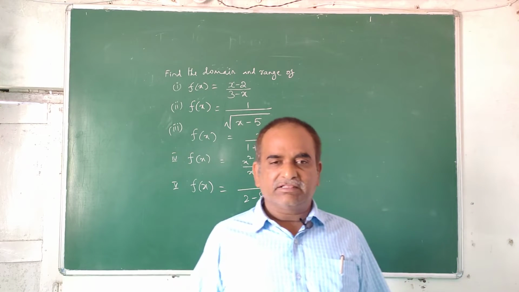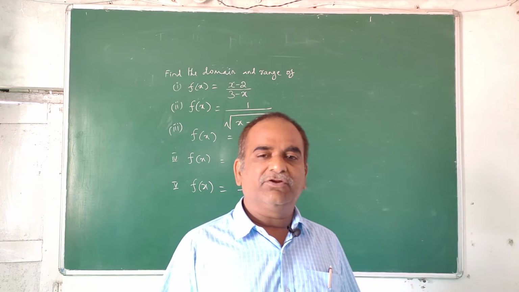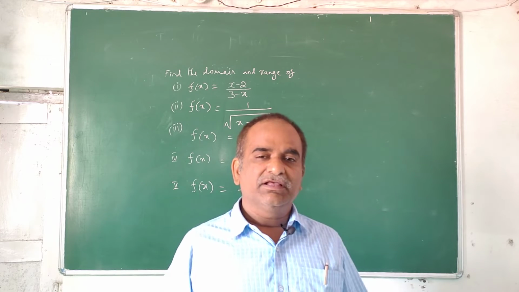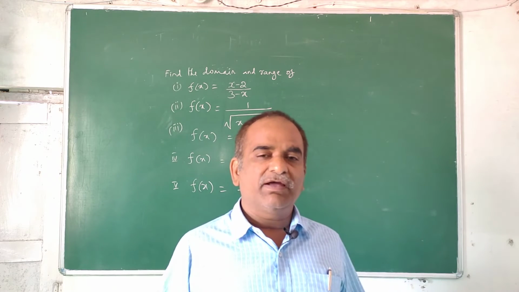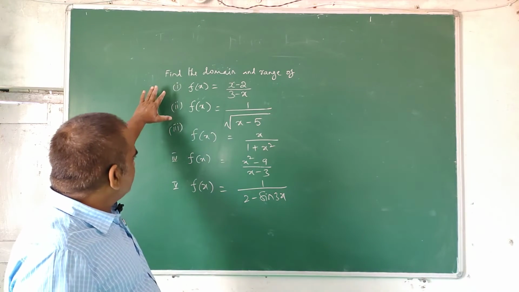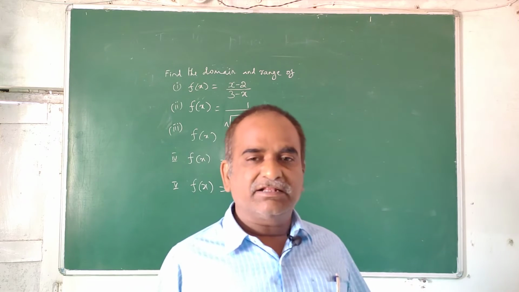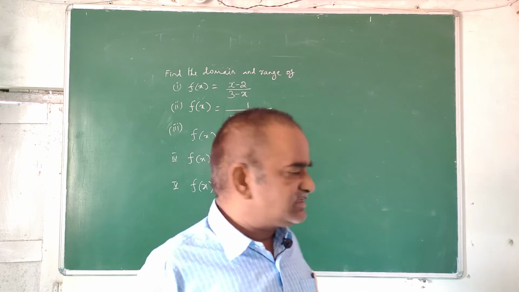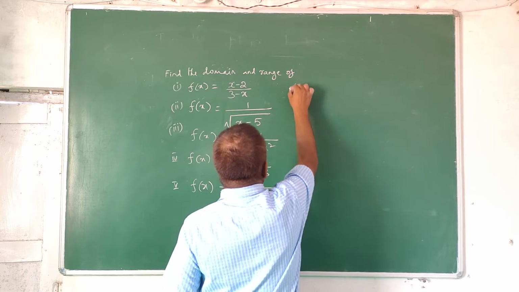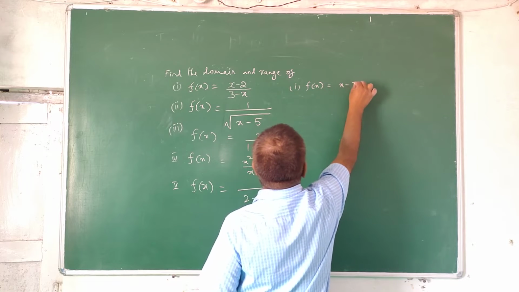Now, dear students, in the previous context, we have taken the domains of the real functions. Now what we are going to do is write both domain and range of some functions. I have taken 5 functions on the board. So for these 5 functions, we are going to write domain and range. Now, let us take the first problem. F of x is equal to x minus 2 by 3 minus x.